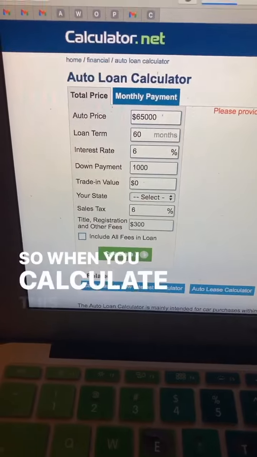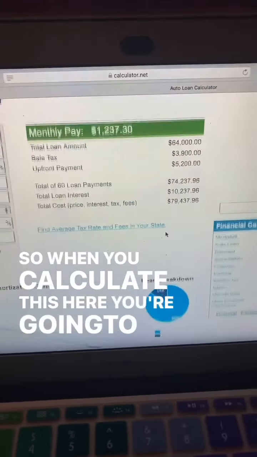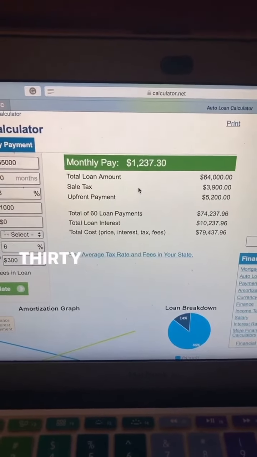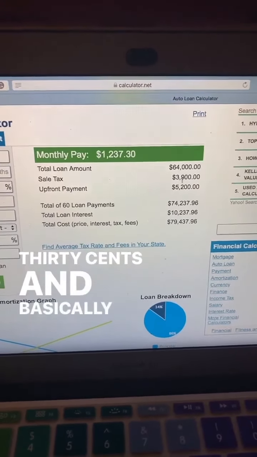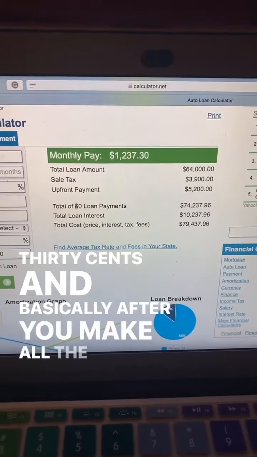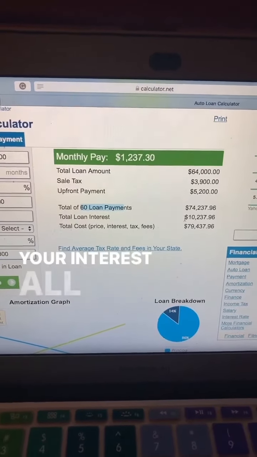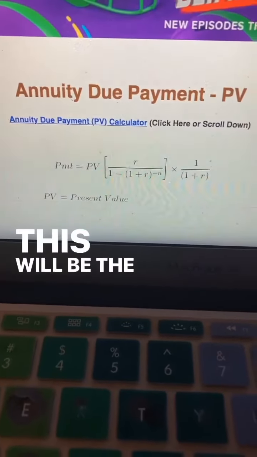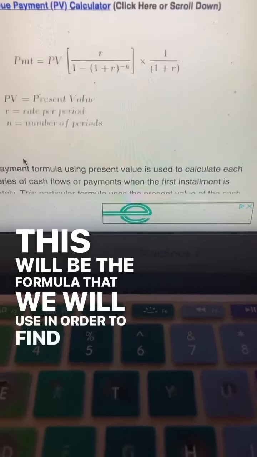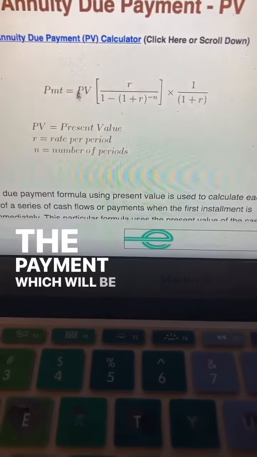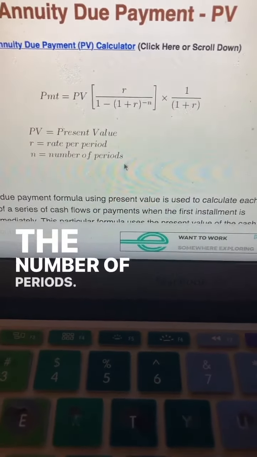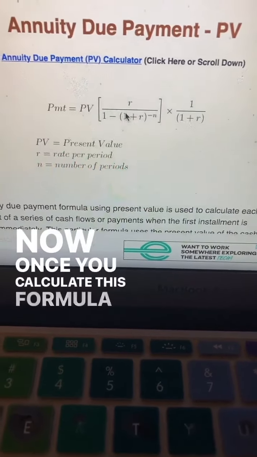So when you calculate this, here you're going to have that your car payment is going to be $1,237.30, and basically after you make all the payments, your interest all paid off is going to be up to $10,000. So this will be the formula that we will use in order to find the payment, which will be the present value, the rate, and N, the number of periods. Now, once you calculate this formula, you get the payment.